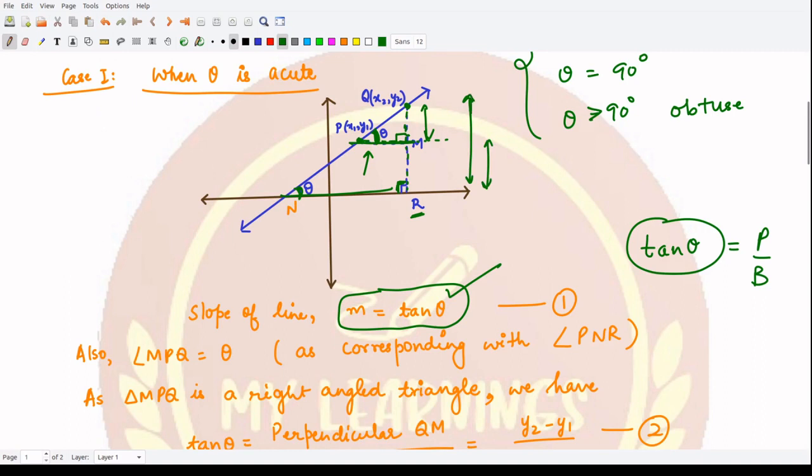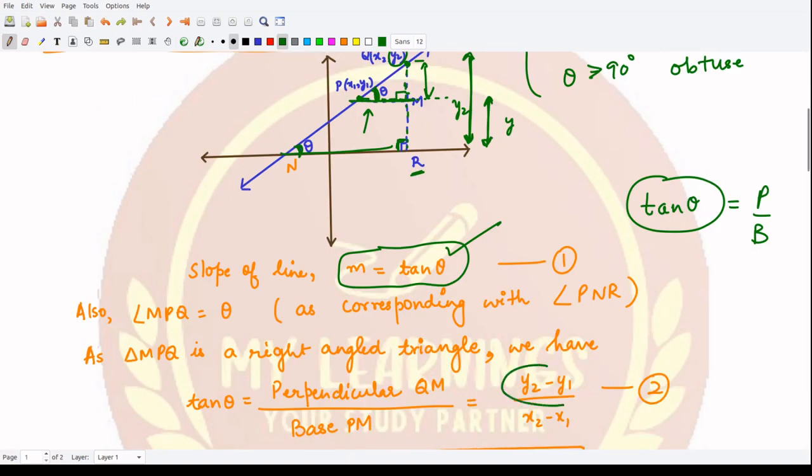And what is this longer distance? It is your y2 coordinate, correct, according to this. And this one distance is your y1. Why? Because this coordinate is y1, and this horizontal distance is the same as this distance, and it is y1. So this much distance would be y2 minus y1. That means the value of the perpendicular QM would be y2 minus y1.